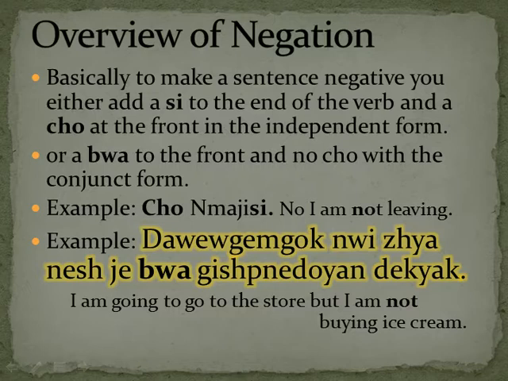I'm going to go to the store, but I'm not buying ice cream. Dawao gum gok nuijia, which means I'm going to go to the store. Nesja, but. Bawa, not. Gishpanadoyan, I'm buying. Dekyak, ice cream. So I'm going to go to the store, but I'm not buying ice cream.